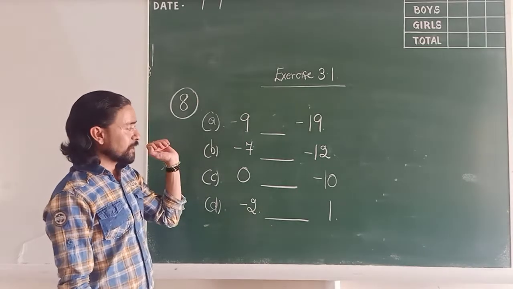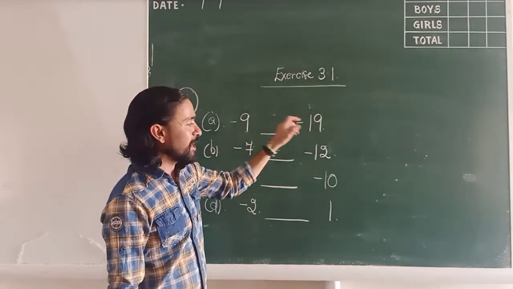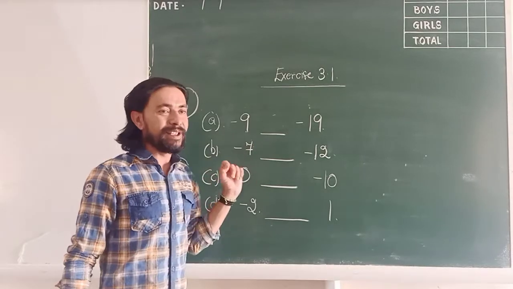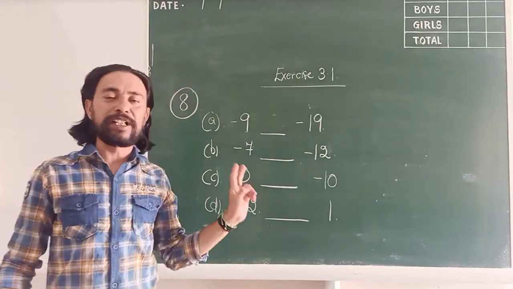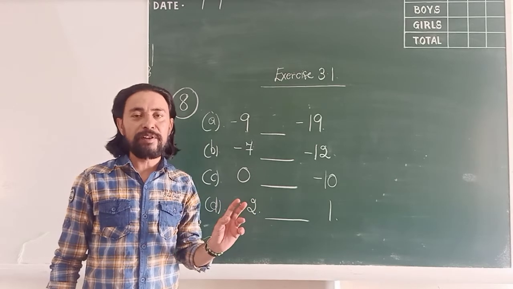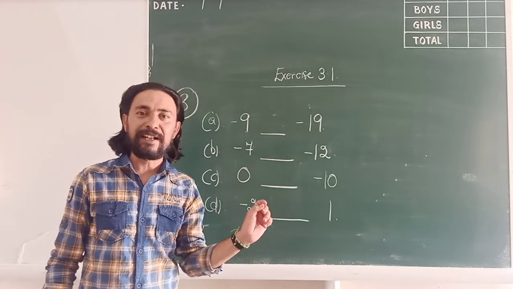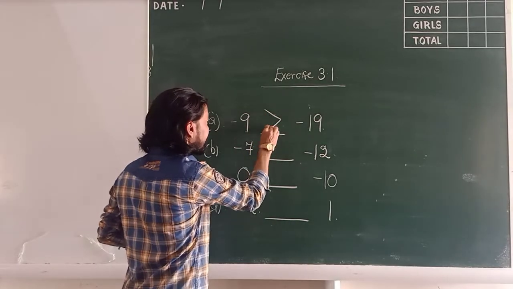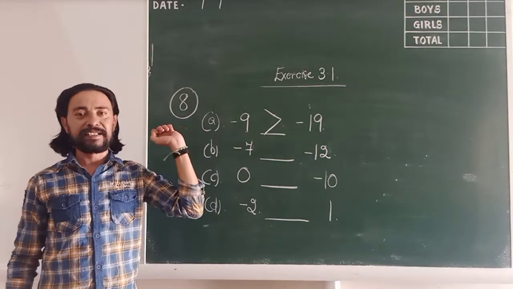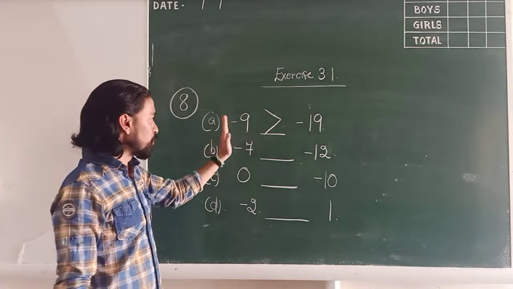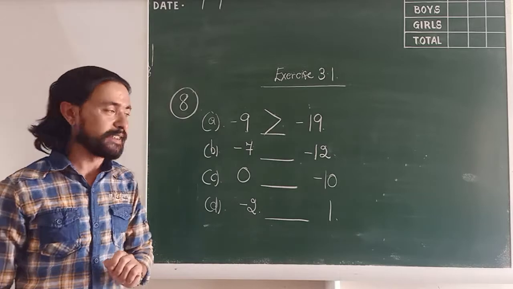So let's take the first sum, minus 9 and minus 19. Which one is greater? The smaller number has a greater value because both are negative numbers, and in negatives, bigger numbers have smaller value and smaller numbers have greater value. So minus 9 is greater than minus 19 and minus 19 is smaller than minus 9. So minus 9 is greater than minus 19.